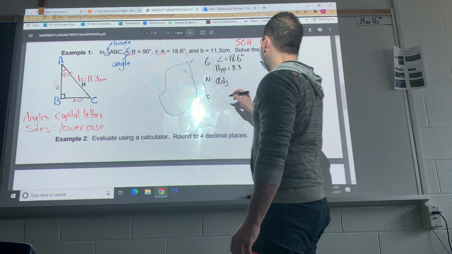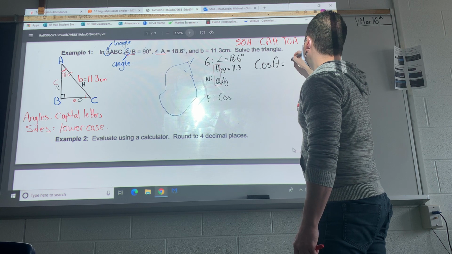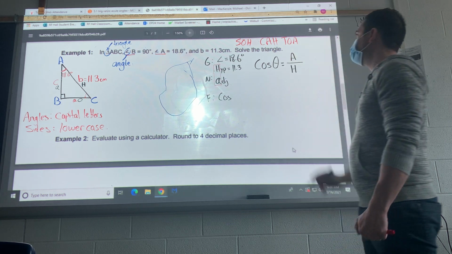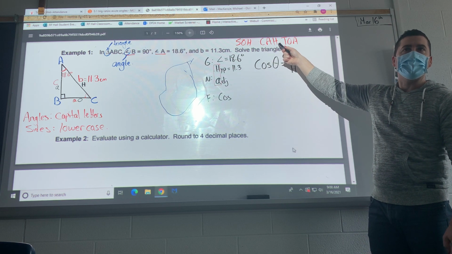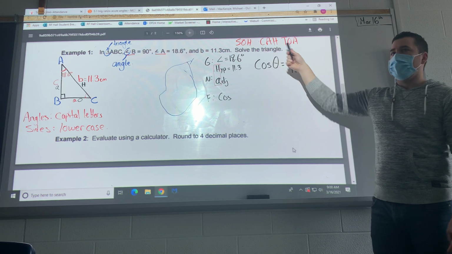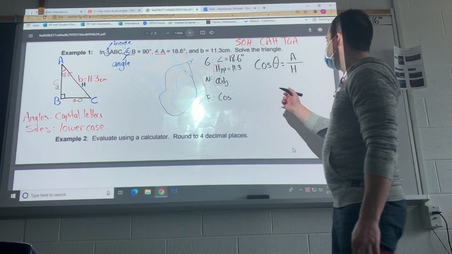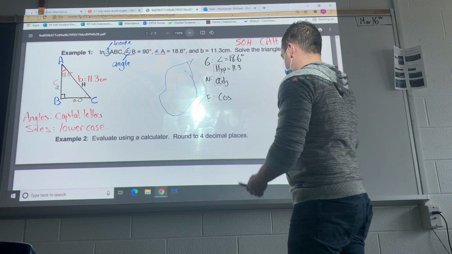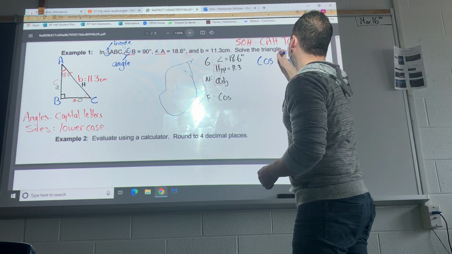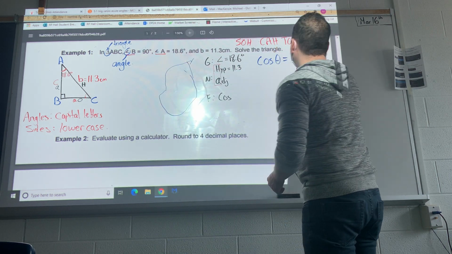Cos. The cosine, good. So we're going to use our cosine formula. So it goes cos of the angle equals our adjacent side over our hypotenuse. So our cos of the angle equals the adjacent over the hypotenuse. Cos is A over H. And now we substitute into the equation. I should do a different color. So cos theta equals our A over H.